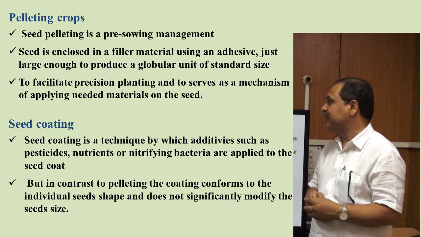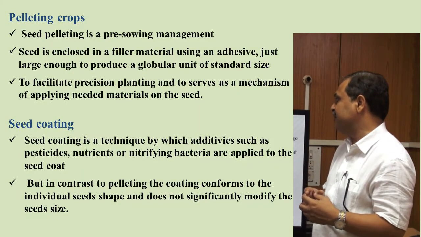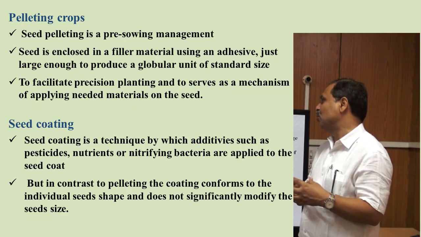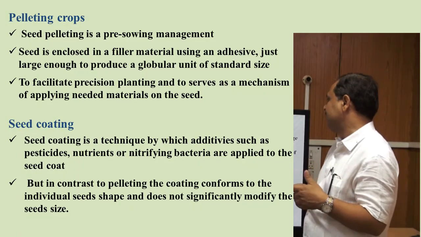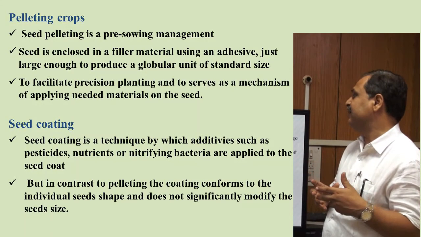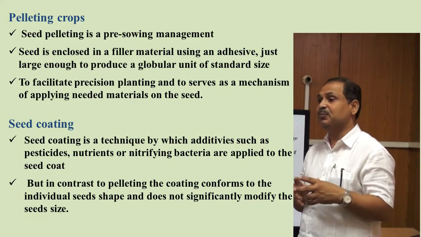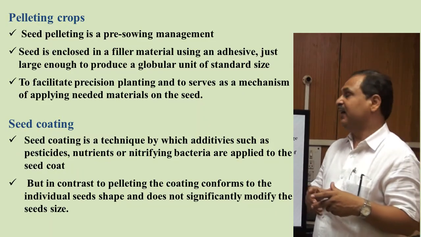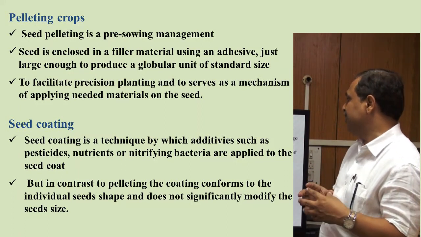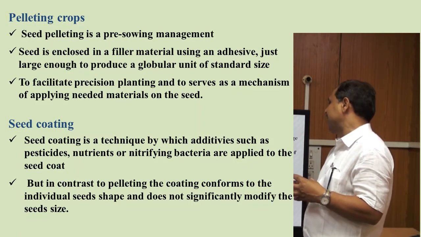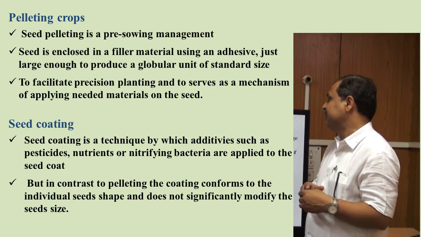Pelleting of the crops is also very important when the seeds are very small in size and shape. In that case, the seeds are enclosed with filler material using an adhesive, just large enough to produce a globular unit of standard size. It just increases the size of the seeds for proper planting. The seeds are pelleted with filler materials to facilitate precision planting and to serve as a mechanism for applying needed materials on the seeds.